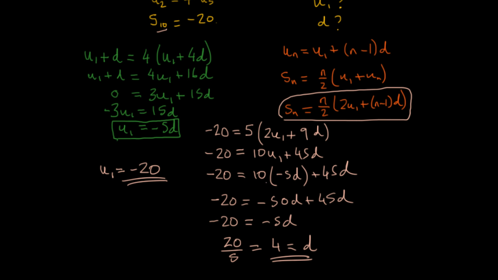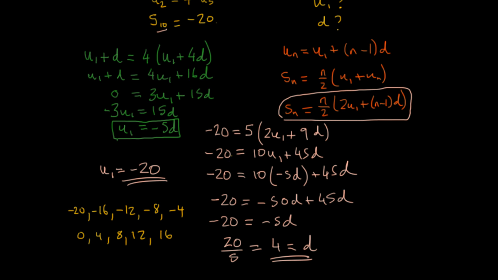So let's see if this makes sense. Let's see if we write the series, if it makes sense. If u1 is minus 20 and the difference is 4, then that goes to minus 16, then minus 12, minus 8, minus 4, 0, 4, 8, 12, 16, etc. How many terms do I have here? 1, 2, 3, 4, 5, 6, 7, 8, 9, 10.